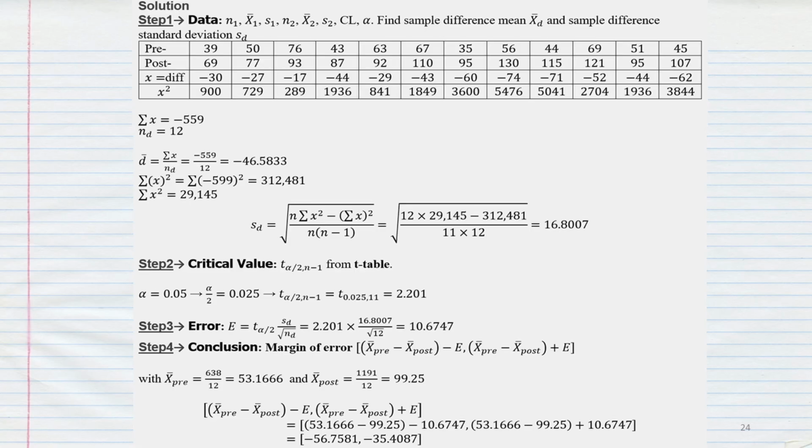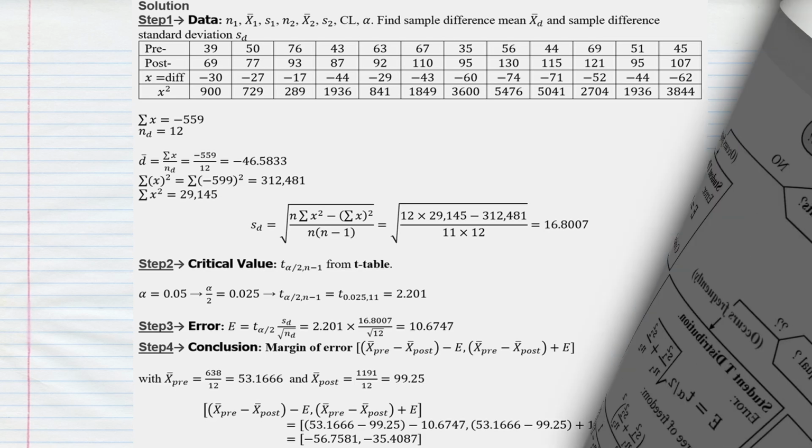Step 2, find the critical value from the t-table. Step 3, calculate the error using the formula shown. Finally, step 4, calculate the margin of error and make a concluding statement. We are 95% confident that the true difference mu1 minus mu2 is between negative 56.7581 and negative 35.4087. Since 0 is not included in the confidence interval, there is a significant improvement in the newly proposed strength program.